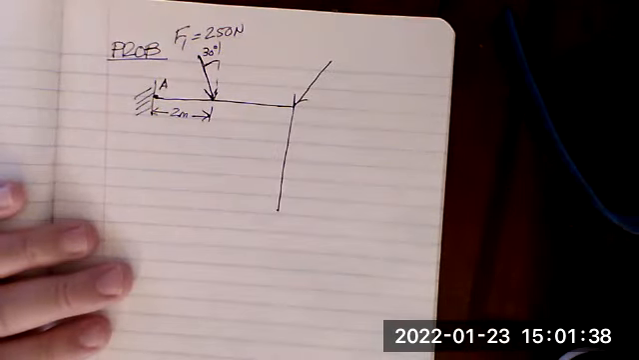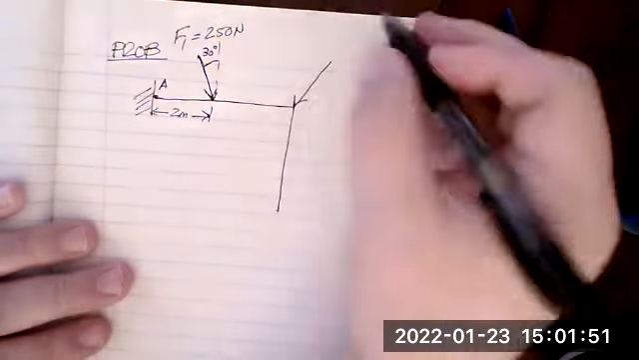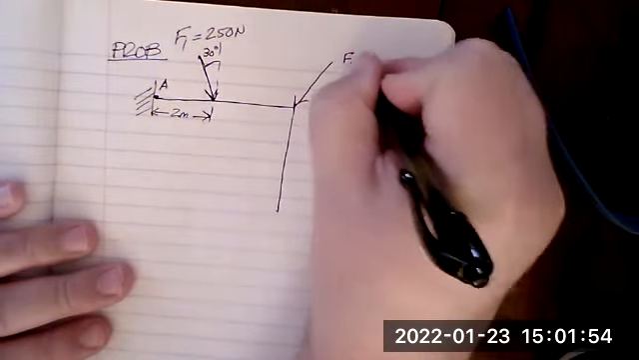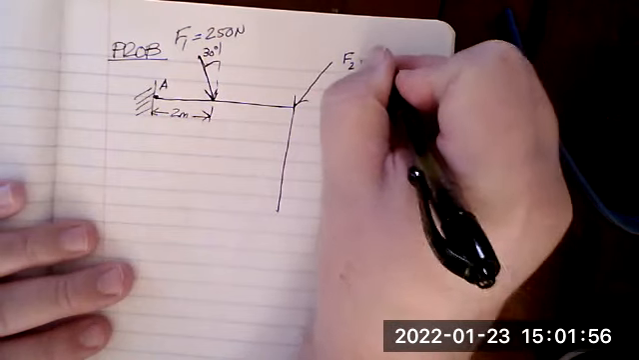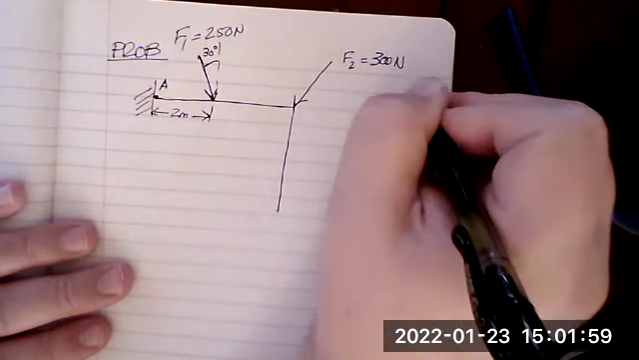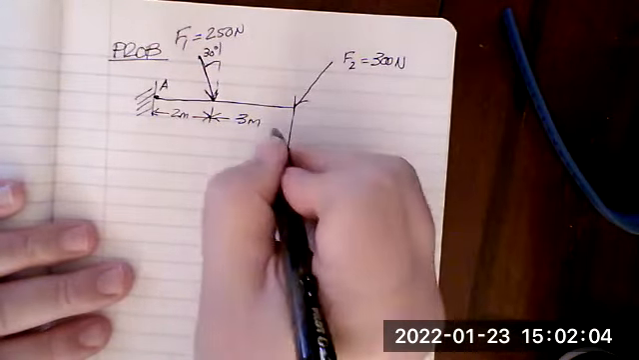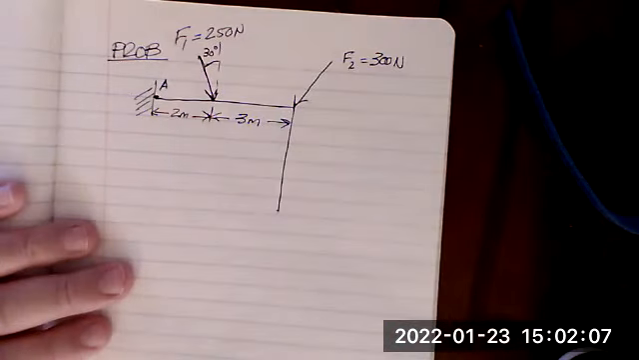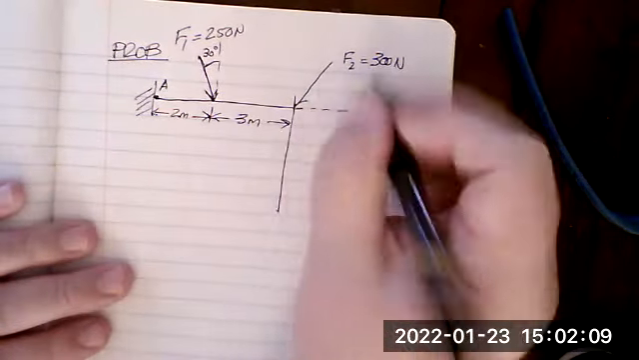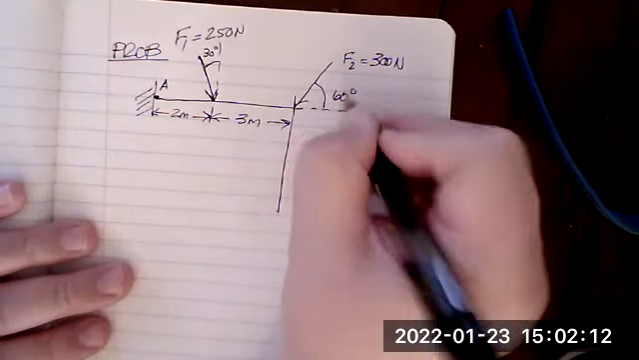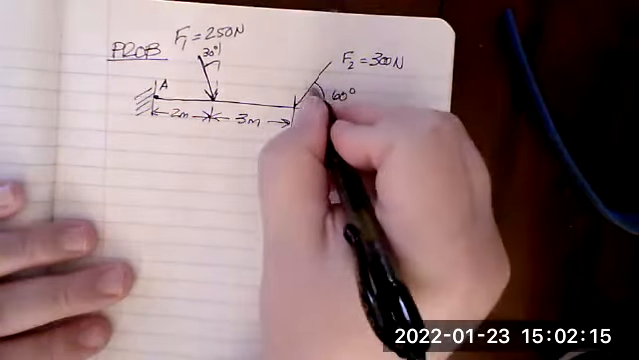So we have the force is 250 newtons. We have the angle that it makes with the vertical, which is 30 degrees. And we know how far away it is from point A. Then we have another force over here, F2, is equal to 300 newtons. Okay, and this distance here is 3 meters. And it's at 60 degrees.